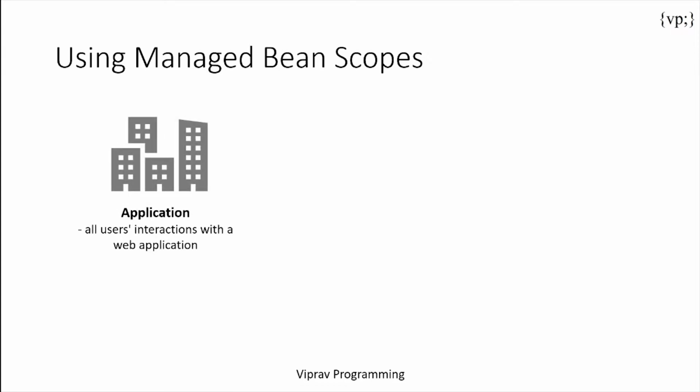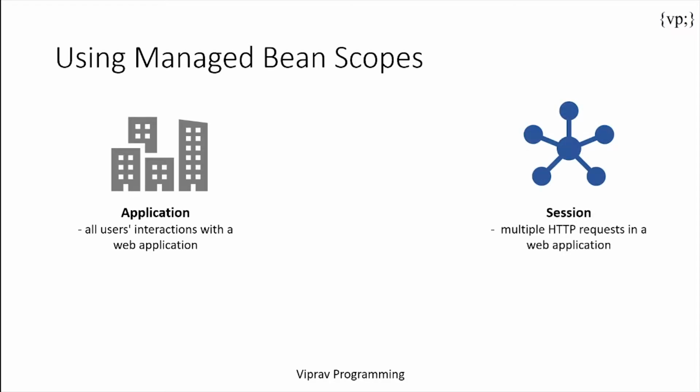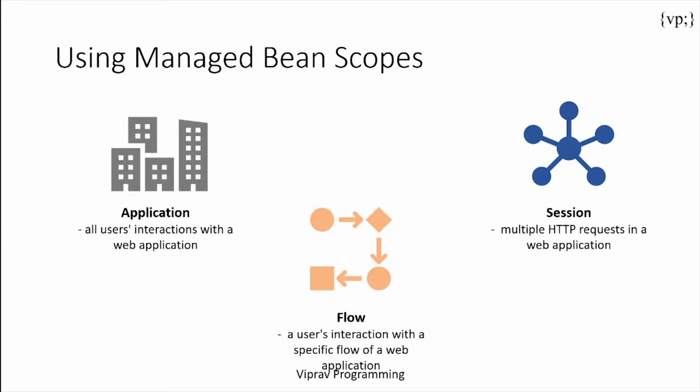So the first is the application scope, which is our biggest scope, and it persists across interactions with a web application. Next, there's the session scope, which persists across multiple HTTP requests in a web application. Next, this isn't one that we use mostly, but I think it's an honorable mention. The flow scope persists during a user's interaction with a specific flow of a web application.